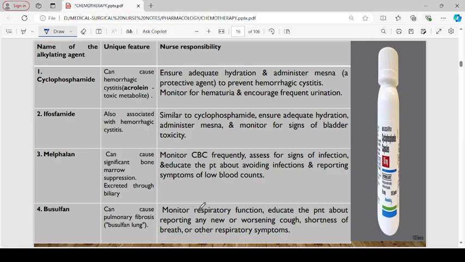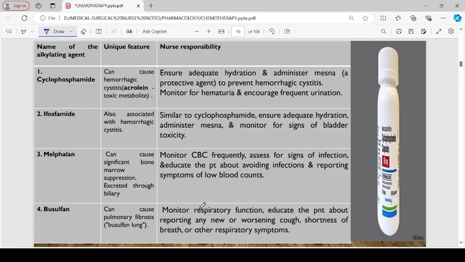Ifosfamide is also associated with hemorrhagic cystitis, so that has to be managed almost in the same manner. Melphalan can cause significant bone marrow suppression, and it's normally excreted through the biliary route. So as a nurse, you have to monitor the CBC frequently. You assess for signs of infection, because we have bone marrow suppression leading to leukopenia. You educate the patients about avoiding infections and reporting any symptoms of low blood counts.